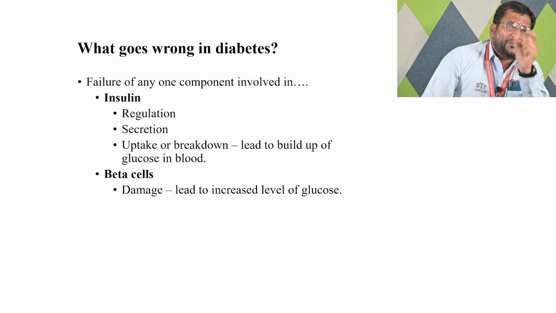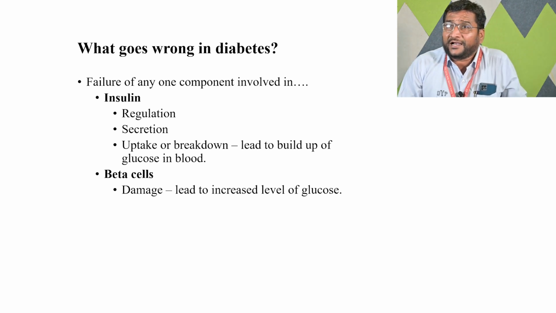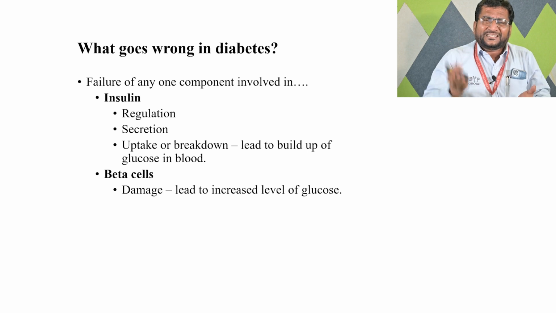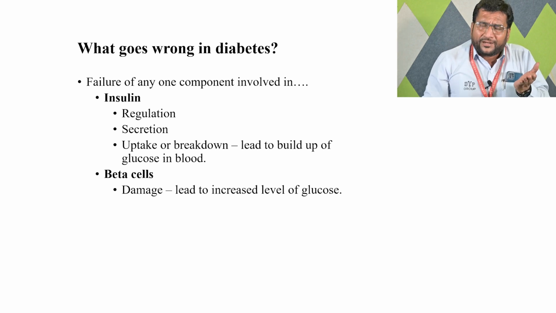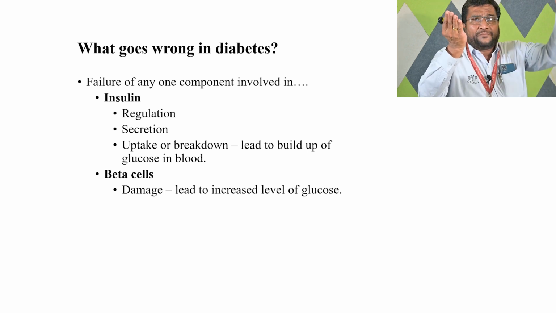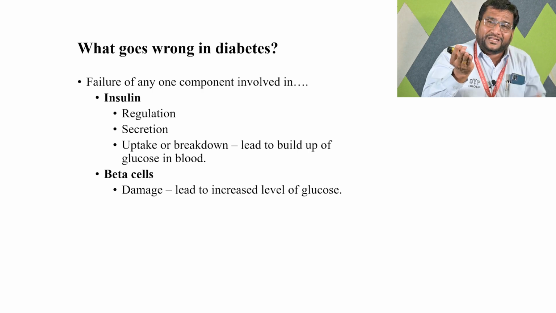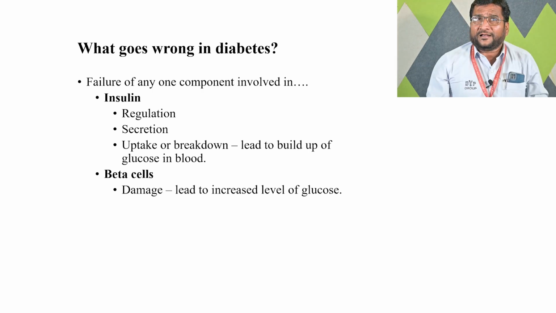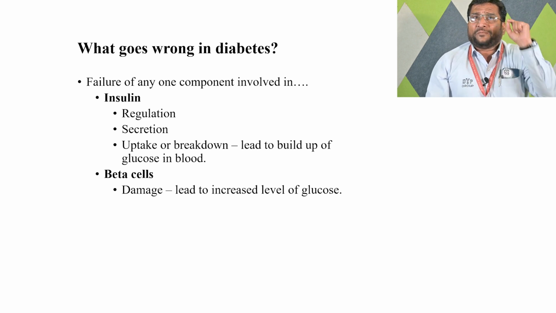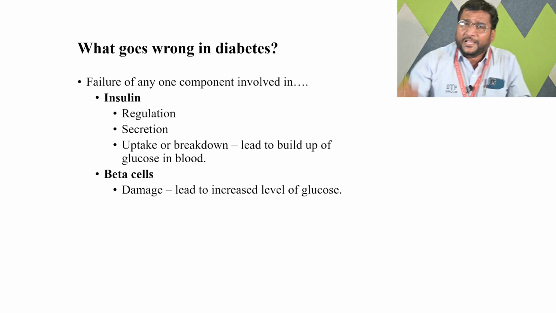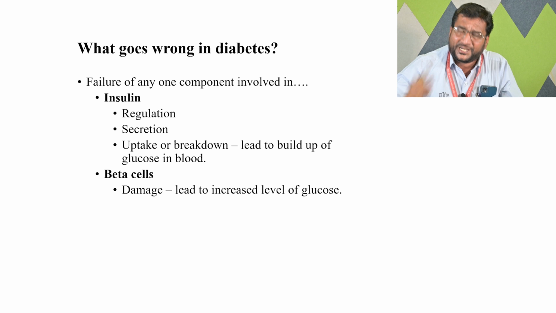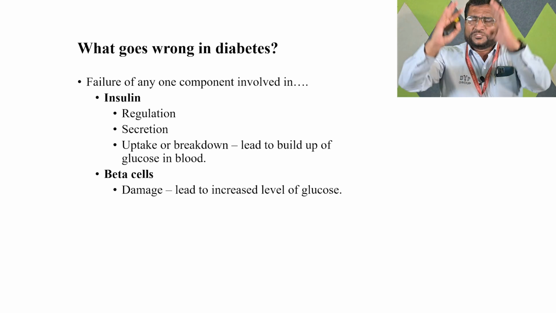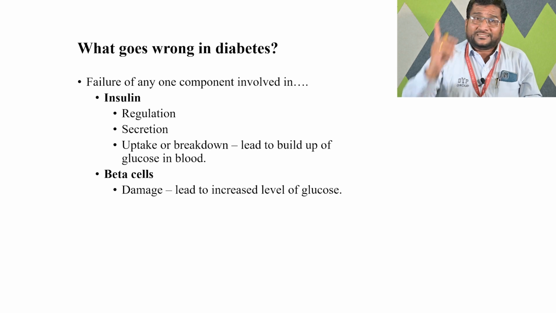If there is no proper regulation, previously I explained to you that the regulation of insulin totally depends upon its secretion. It's a negative feedback mechanism. Whenever glucose level increases, the hypothalamus gives a signal to the beta cell to release insulin and it makes the equilibrium. So regulation is the first part. Second part, another failure of any one component, that is secretion. If beta cells are unable to produce a sufficient amount of insulin, then there is no opening of the cell door. That is the other part.